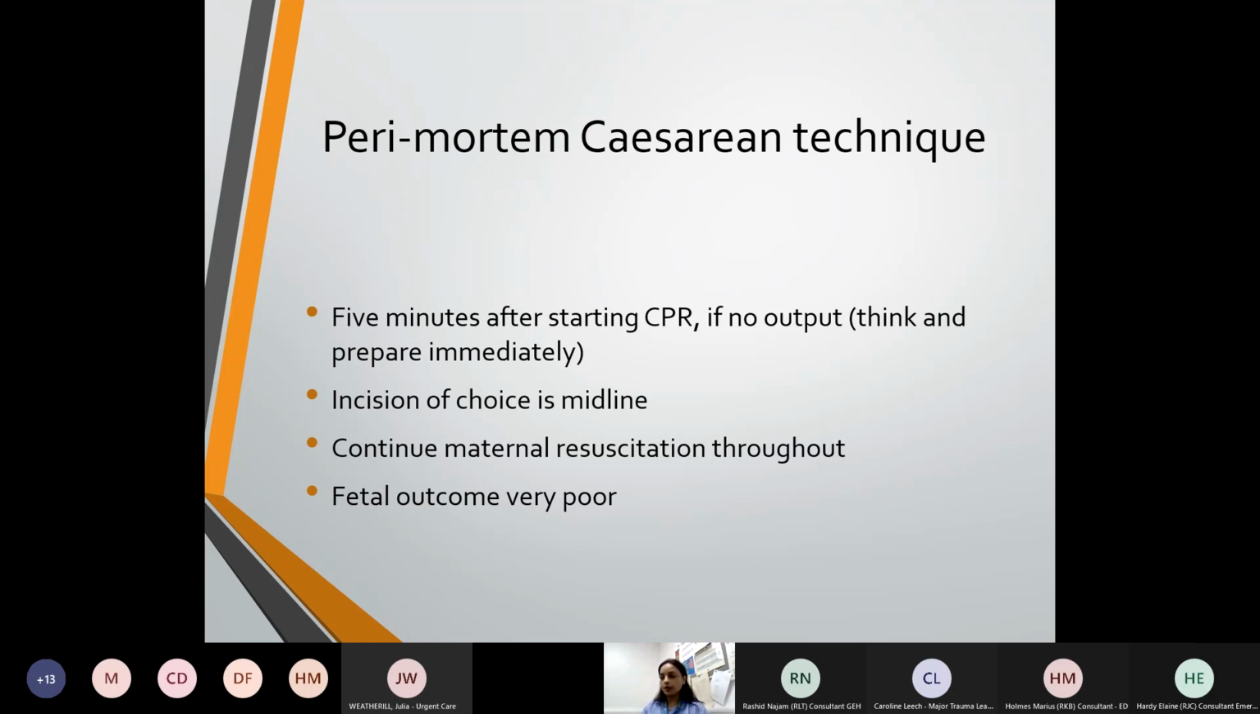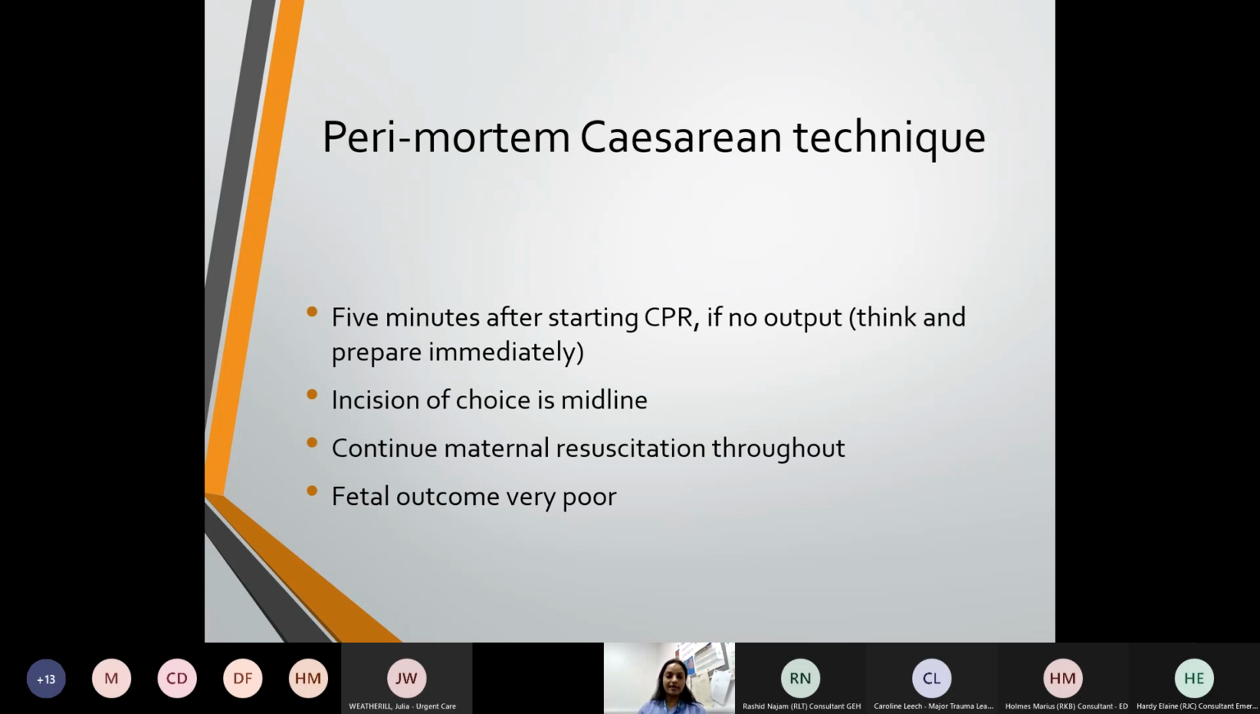In the techniques that we learn in the Boyer course and all that, we do say that choice of incision is midline, but it's entirely up to the surgeon, really. If you ask me, when I did it, I just went in Pfannenstiel because that's what we are used to doing every single day. So whatever is the quickest way to deliver that baby and get that pressure off the uterus, off the mom's aorta. So whatever is quickest.